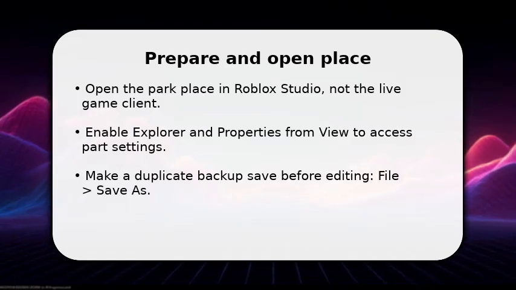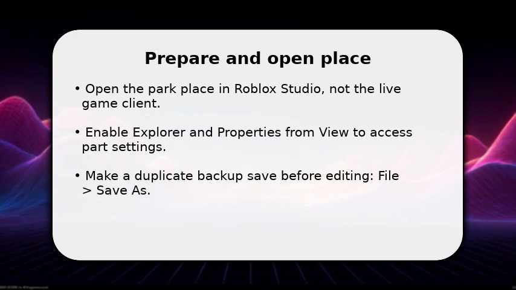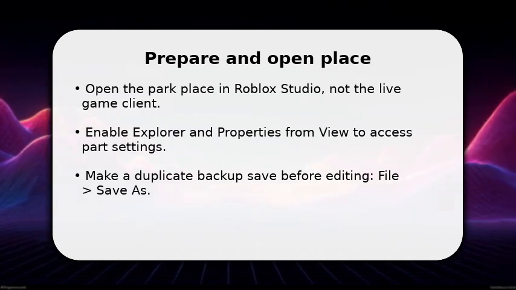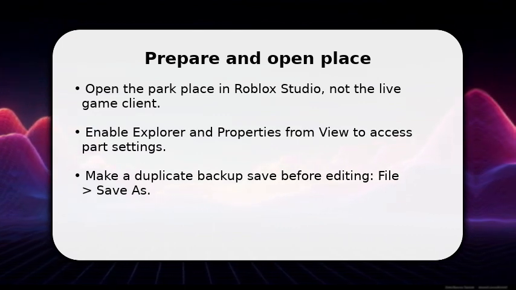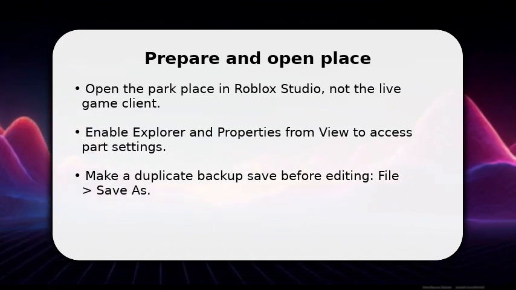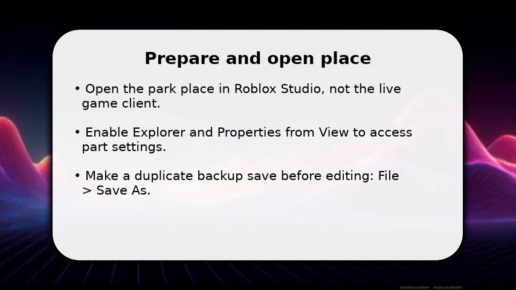You start in Roblox Studio with your park place loaded. You need Explorer and Properties visible. Once done, make a duplicate backup save so you can revert if needed. Now locate the model or ride you want to change and select its root.